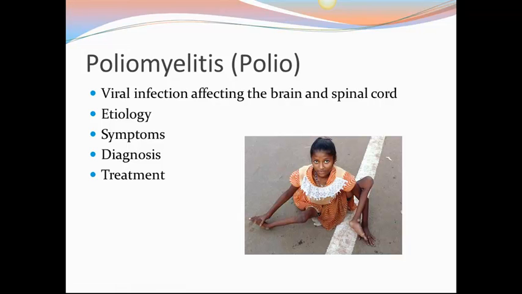Poliomyelitis, oftentimes we refer to this as polio, is a viral infection affecting the brain and spinal cord. The etiology is viruses that are spread by oropharyngeal secretions and by infected feces. Symptoms are muscle weakness, muscle stiffness, nausea, vomiting, muscle atrophy, and paralysis. And you can see the muscle atrophy in the picture here.